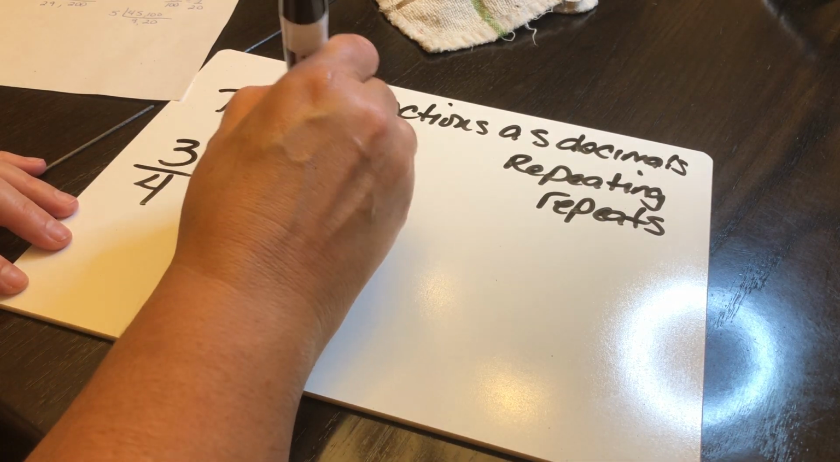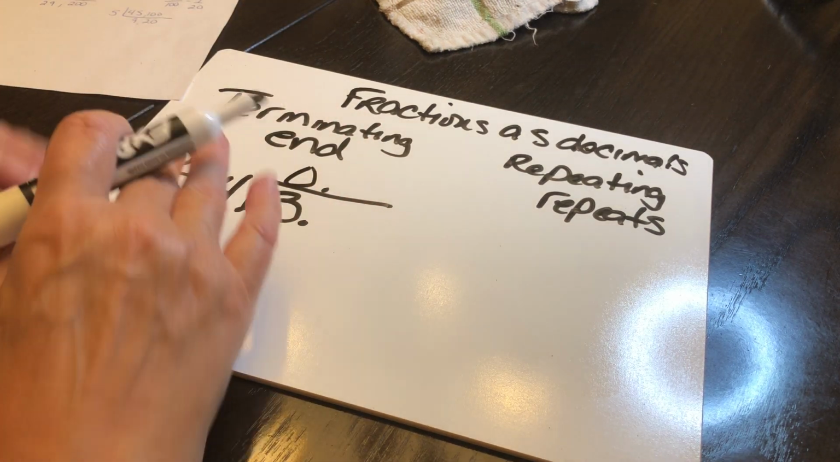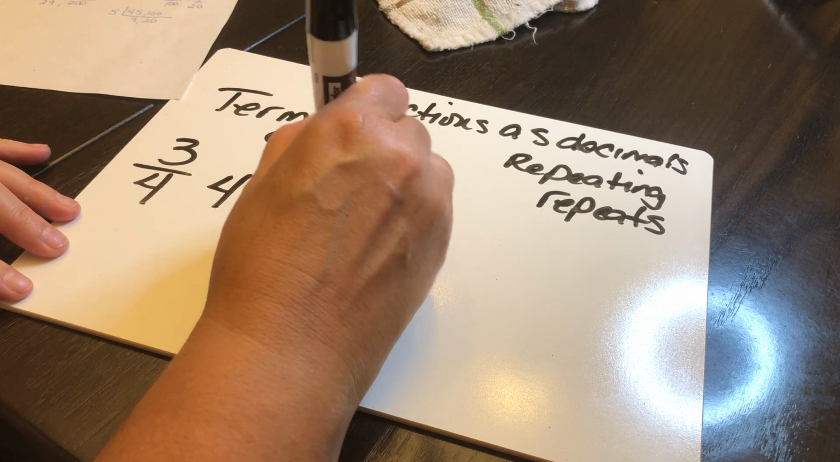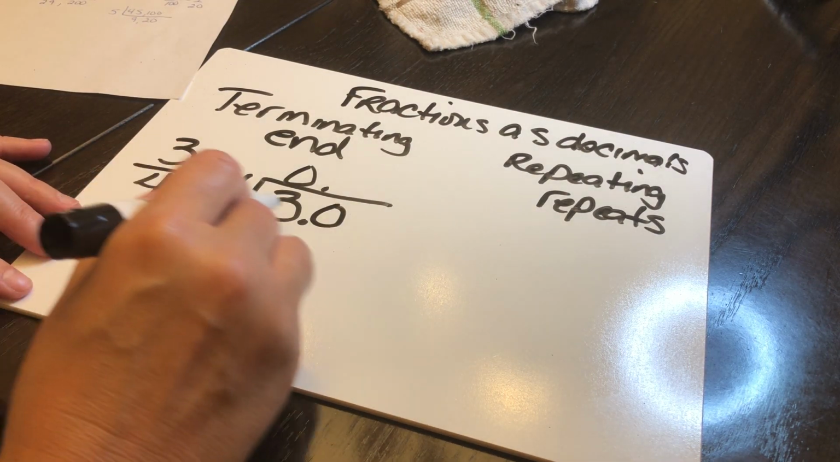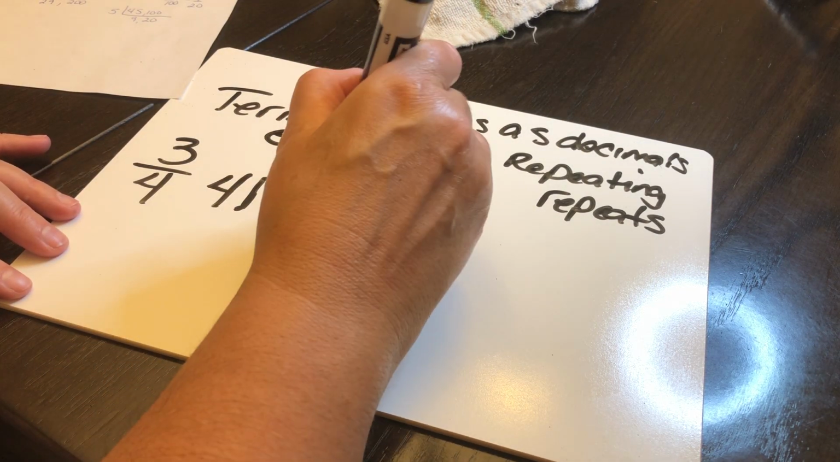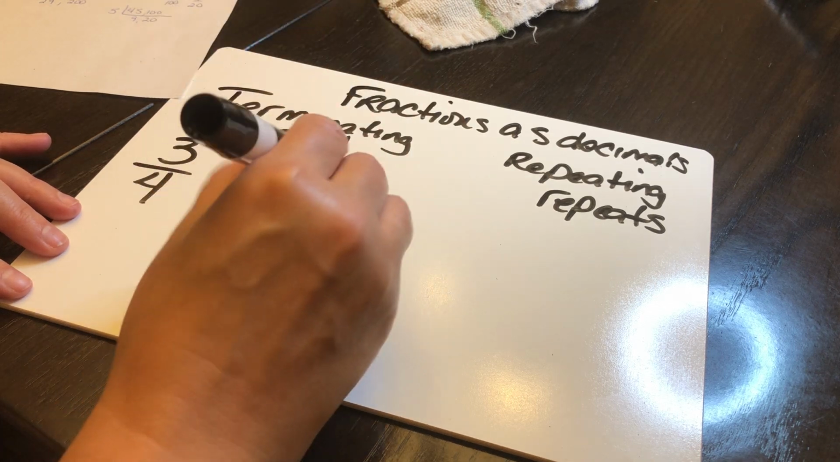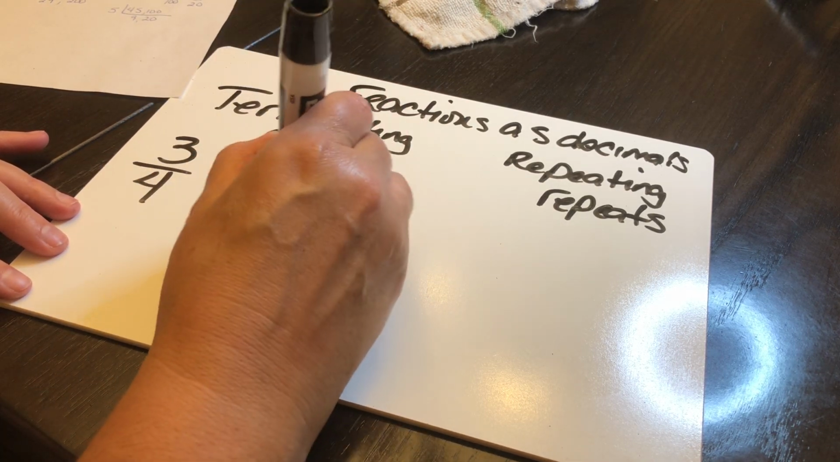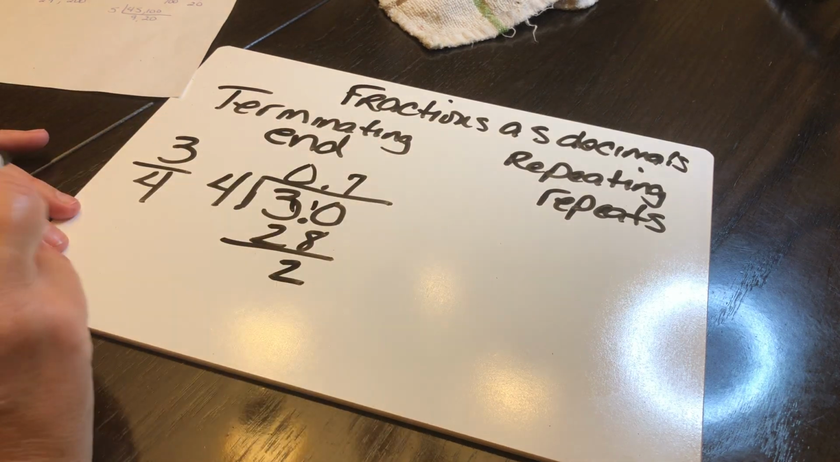No, it doesn't. I can put a 0. I don't have to multiply that out because I know it's just going to be 0. I'm going to add a 0 to continue. Will 4 go into 30? Yes, it goes in there, what, 7 times? 7 times 4 is 28. Go ahead and subtract. That's going to be 2 left over.